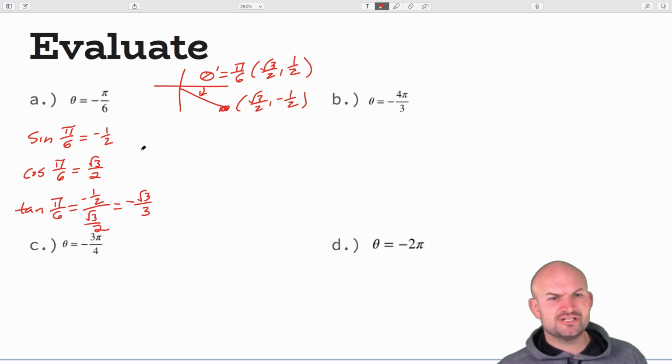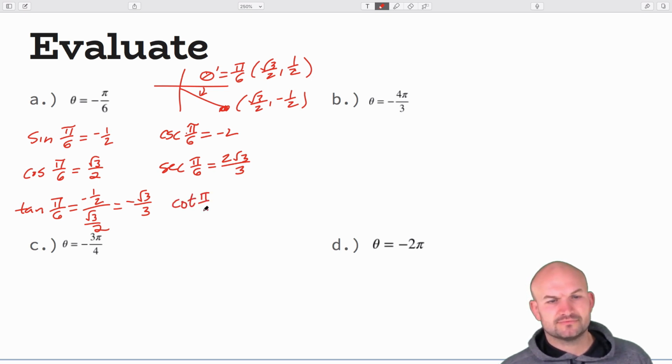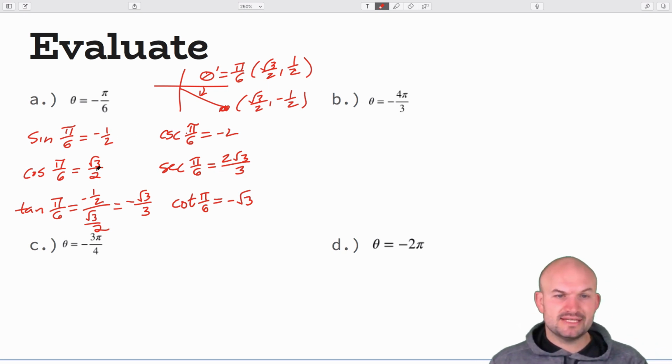Sine, cosine, tangent. Therefore, the cosecant of π/6 is going to equal -2. The secant of π/6 is equal to 2 square root of 3 over 3. And the cotangent of π/6 is going to be the reciprocal of that, which is just negative square root of 3. And again, this is in the fourth quadrant. So I know my sine and cosecant should be negative. My cosine and secant should be positive. My tangent and cotangent should be negative.